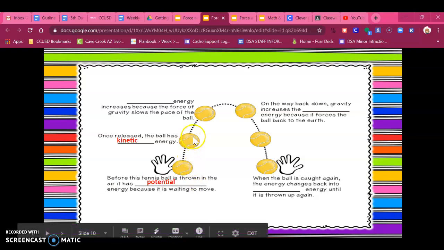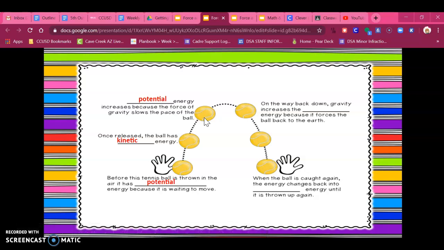As it continues up this path, now it has potential energy because it is slowing down and gravity is starting to pull it back down to the ground. After this turn, though, that's when gravity takes hold and it increases the kinetic energy because now it is being pulled back to Earth. So it slows down and then speeds back up. And lastly, when the ball is caught again, the energy changes back into potential energy until it is ready to be thrown up again. So all energy changes back and forth between potential and kinetic.